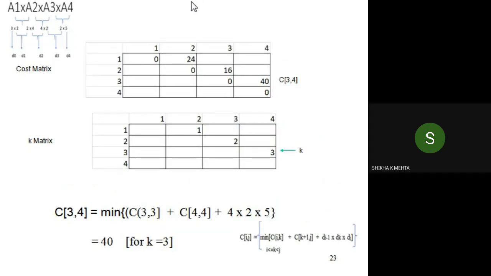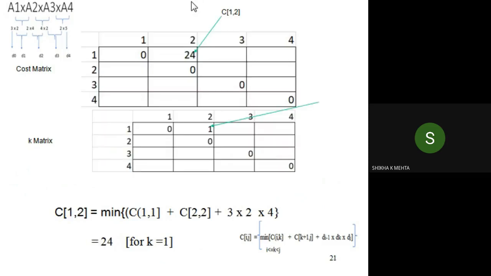One thing that I forgot to tell you: along with the cost matrix, we are also filling the K matrix. The 24 value we got has k equal to 1. Therefore, in the K matrix, we have filled the value of k equal to 1 at the same position, C12.